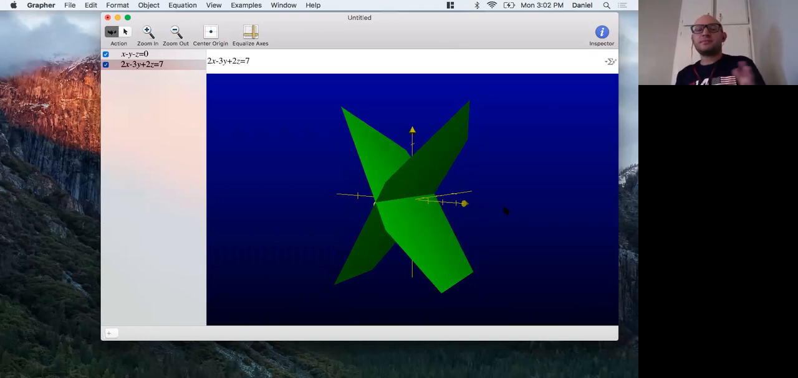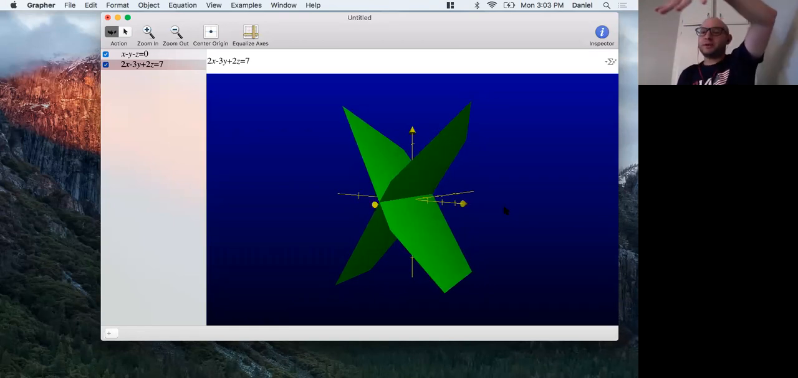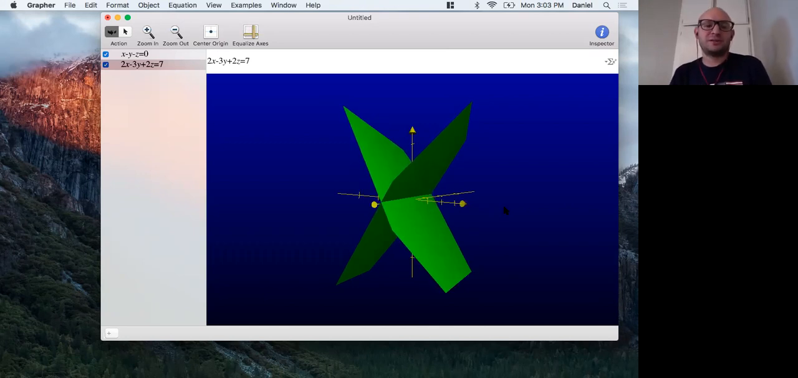Now, if you have a third plane that you want to see where it crosses, where all three of them meet, where does a piece of string that goes on forever meet a piece of paper that also goes on forever? How do those two things cross?